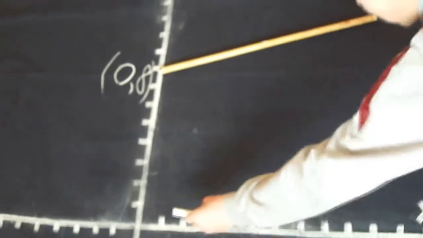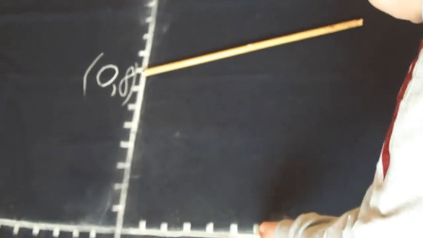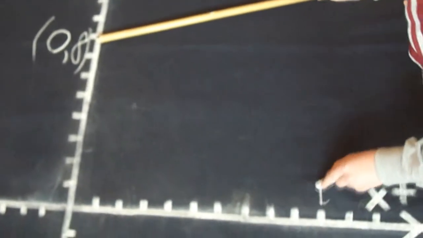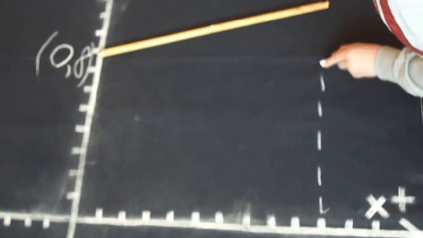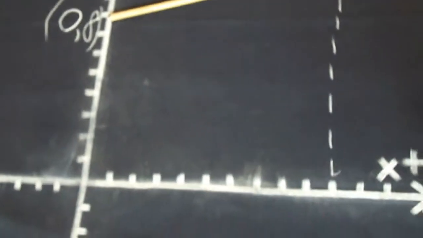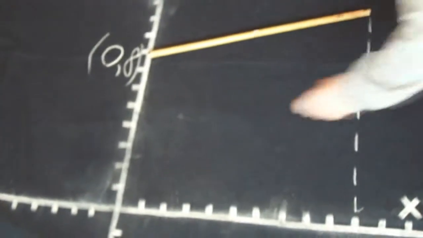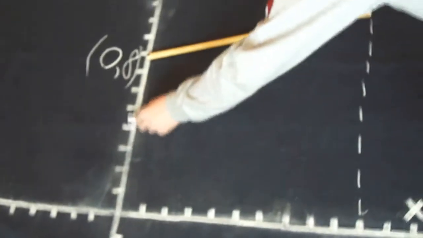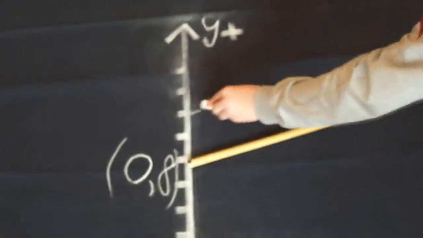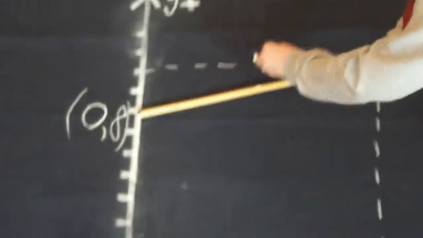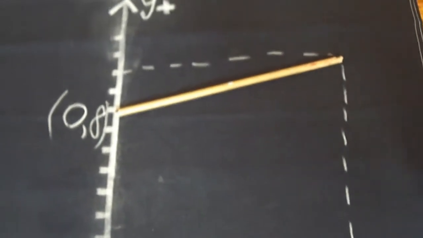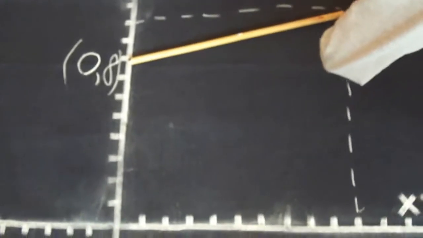So we find 1, 2, 3, 4, 5, 6, 7, 8, 9, 10. You see here, 10. X will be 10, then find Y. 1, 2, 3, 4, 5, 6, 7, 8, 9, 10. It will be 10 too. So it's like this. So it will be 10 and 10.